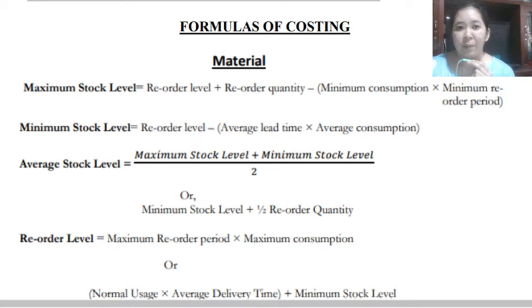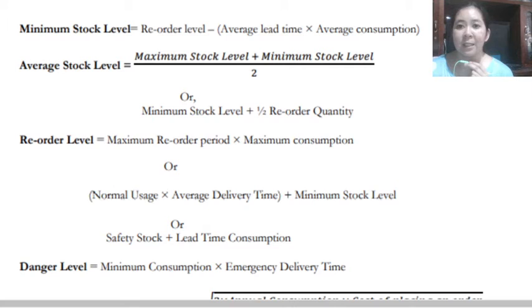Aside from the maximum and minimum stock levels, we also have the average stock level. So when we say average stock level, basically this is just the sum of our maximum and minimum stock level divided by 2. Or you can also use this other formula, minimum stock level plus half of our reorder quantity.